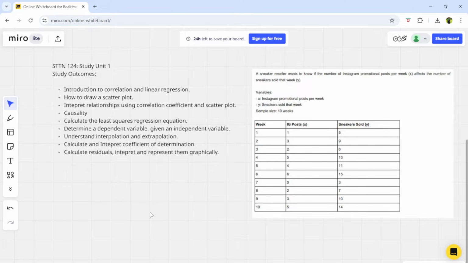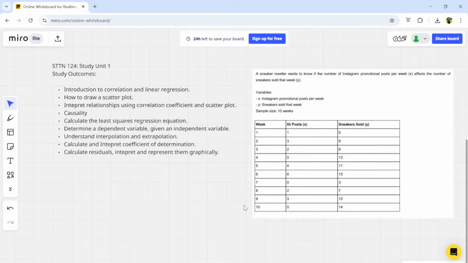In most cases it is the x variable that is the independent, so it affects the y variable, which is the dependent. Y depends on the x. We're going to understand this when we go in depth and do the examples like this one over here.